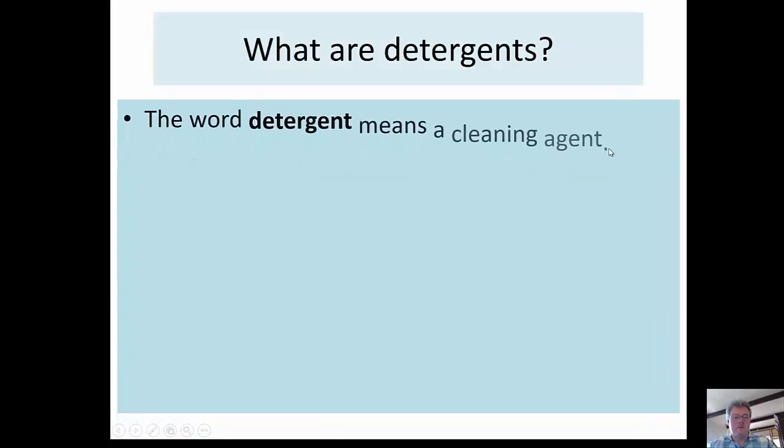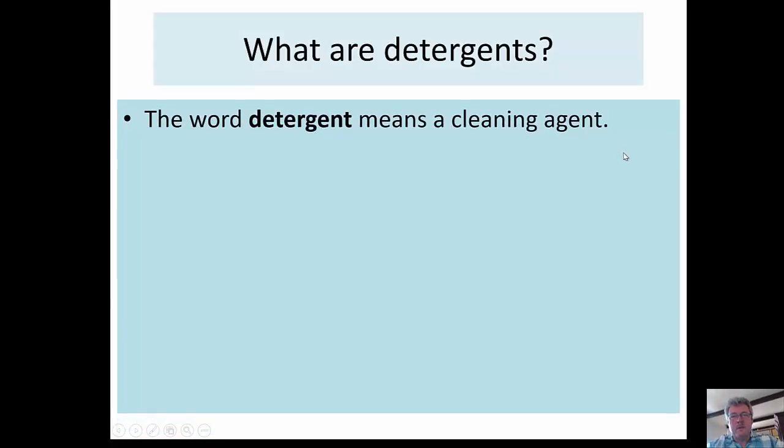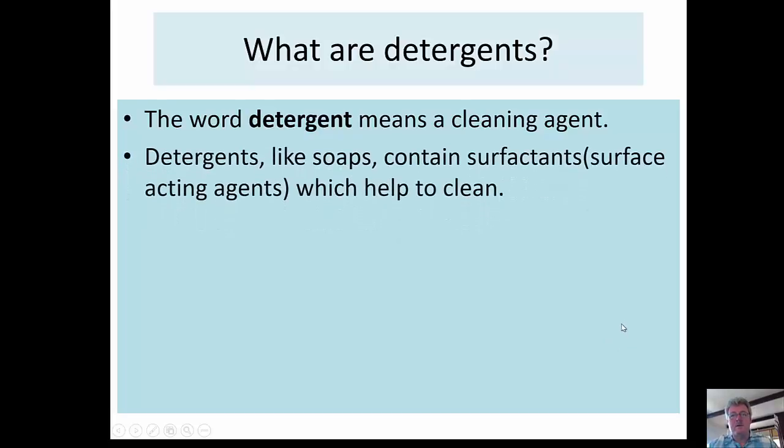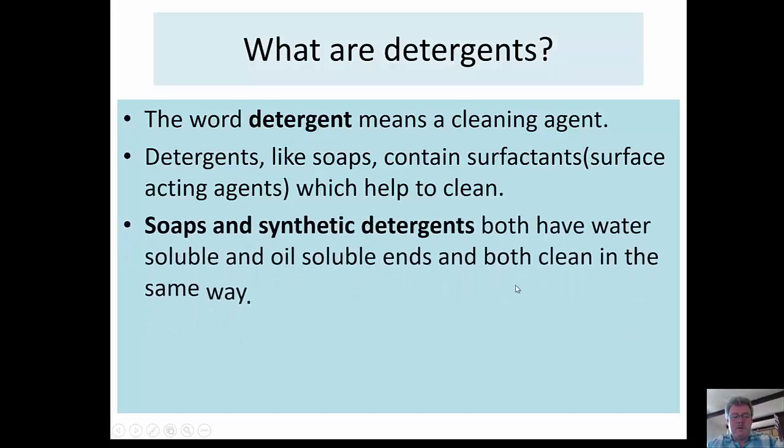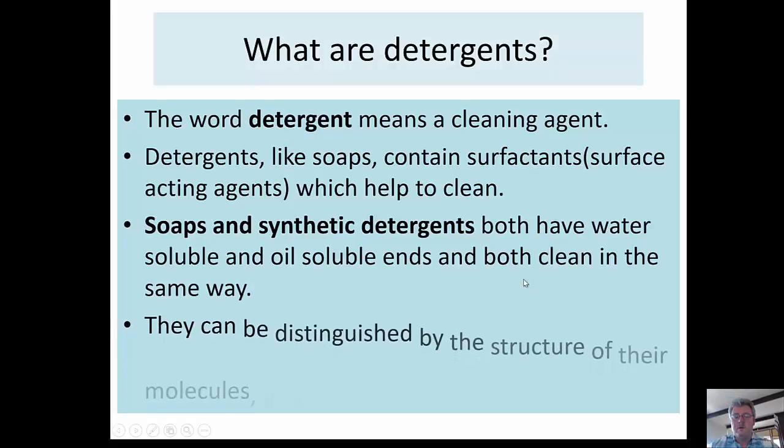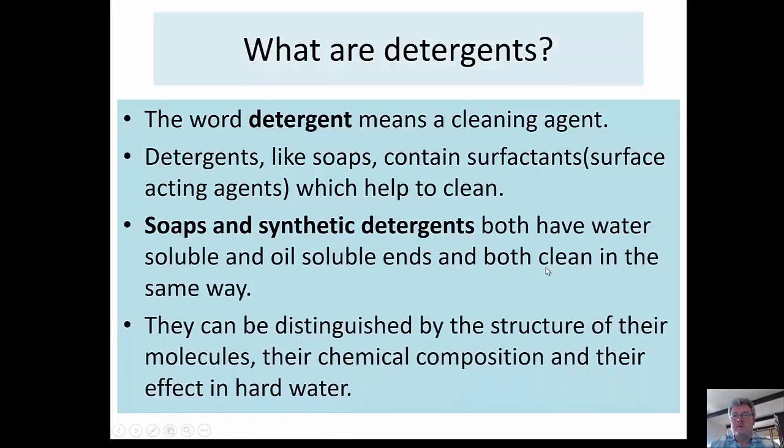Detergents are a little bit different to soaps. A detergent, the word means a cleaning agent. They're like soaps. They contain surfactants, surface acting agents that clean our clothes, that remove oils from our clothes. However, soaps and synthetic detergents both have that water soluble part, that polar part, and that oil soluble end, and they both clean in exactly the same way. They can be distinguished by their structure and their chemical composition.